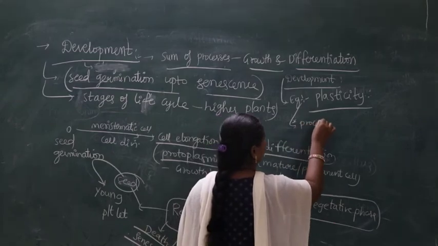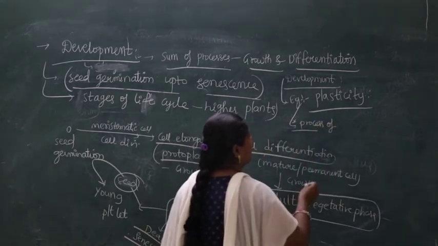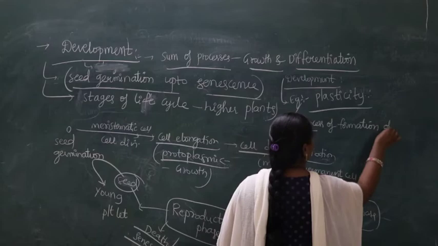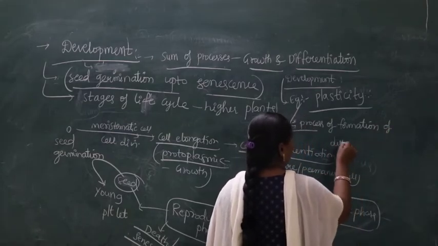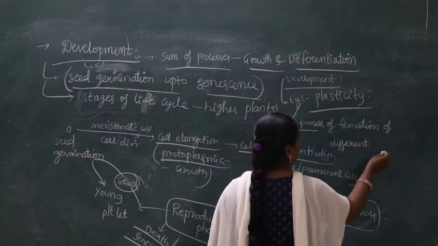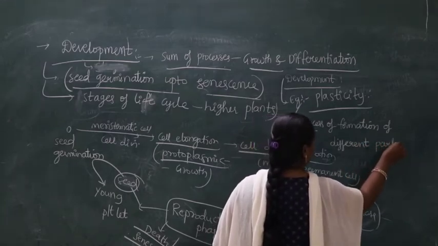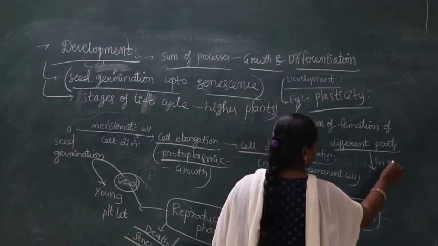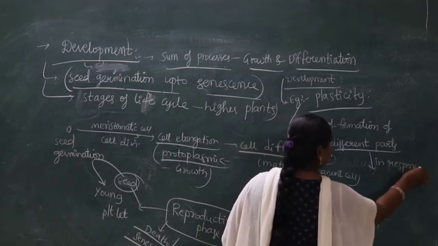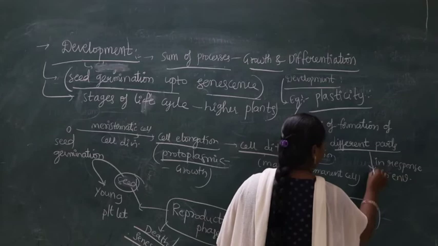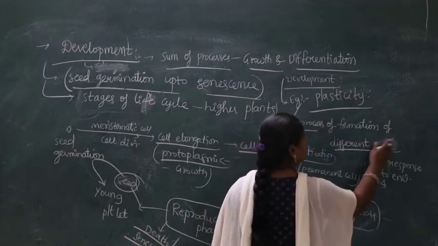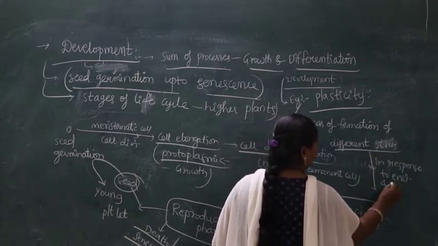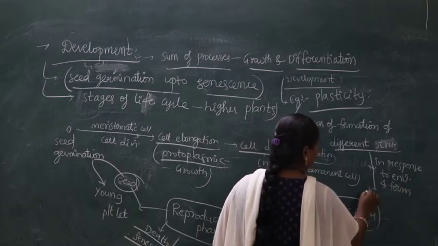The process of formation of different plant parts in response to environment, and you can write here different structures, a better word, different structures in response to environment and form different pathways.